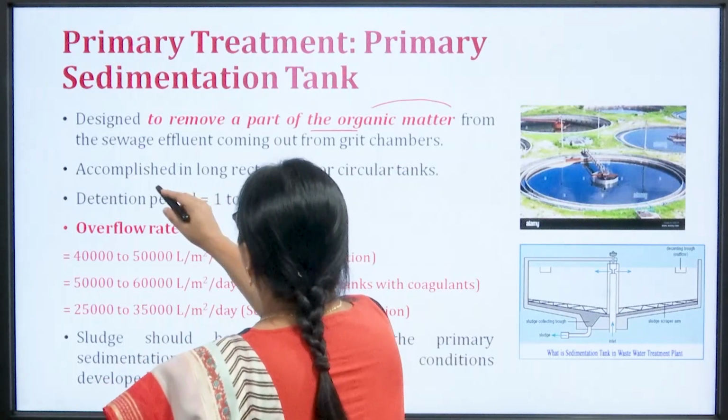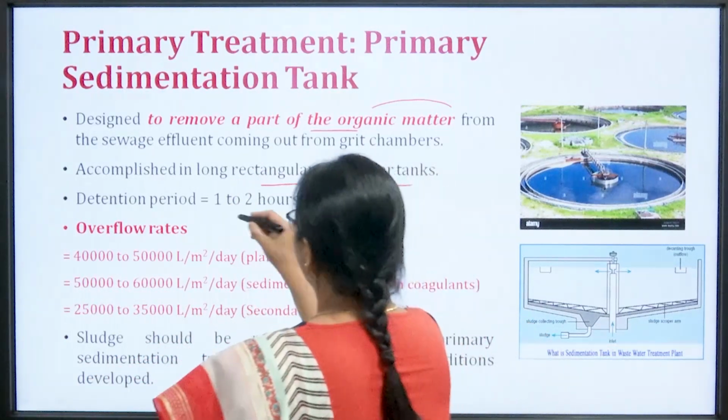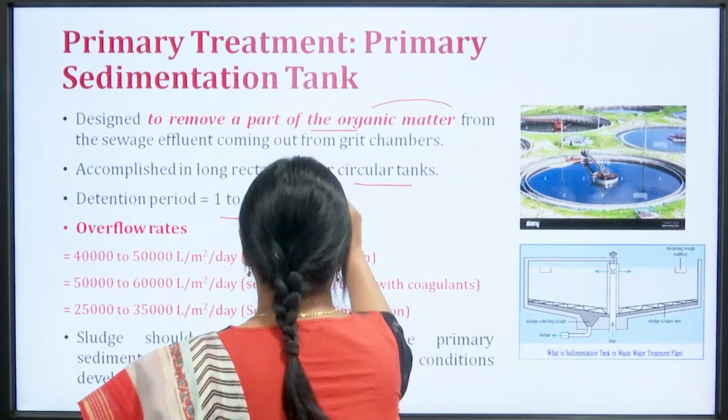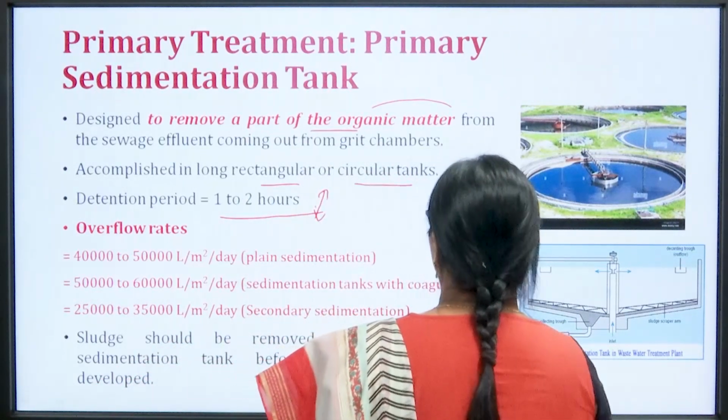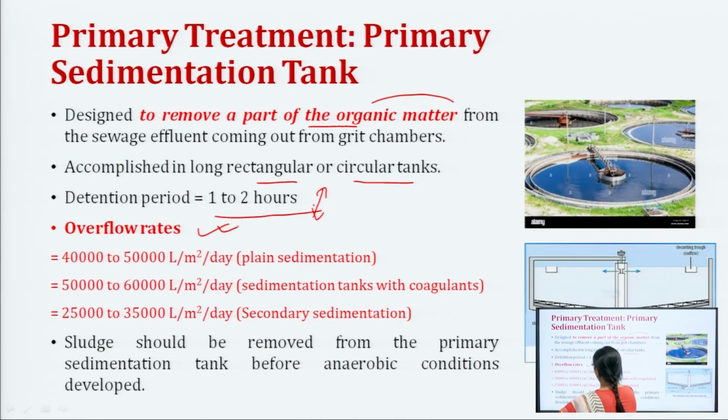They are generally built as either rectangular or circular tanks. The detention period is around 1 to 2 hours, which is very high compared to grit chambers, where we only had 2-3 minutes. These are the overflow rates. For plain sedimentation, it is around 40,000 to 50,000 liters per meter square per day. For sedimentation tanks with coagulants, it is 50,000 to 60,000 liters per meter square per day, and for secondary sedimentation tanks, it is 25,000 to 35,000 liters per meter square per day.